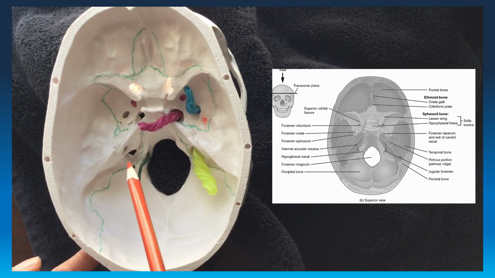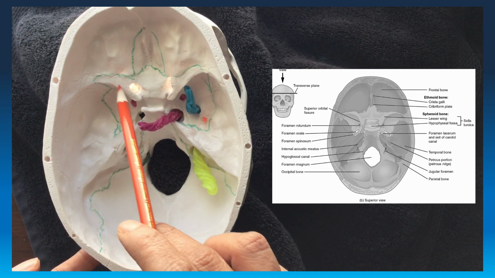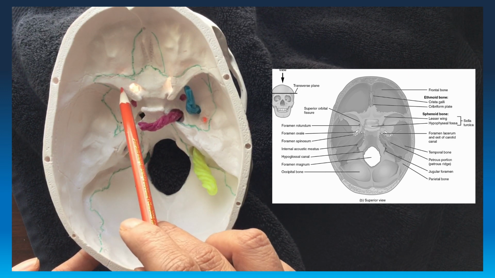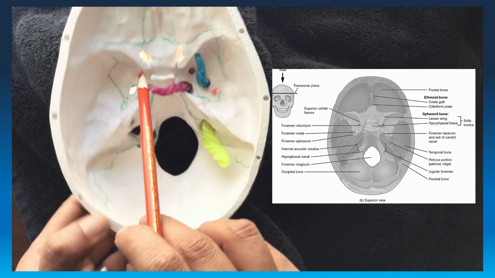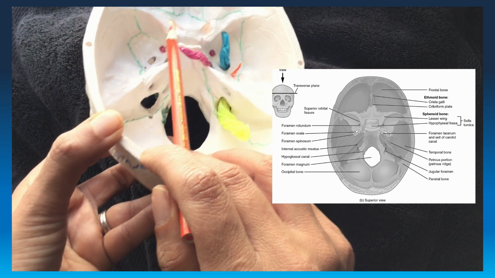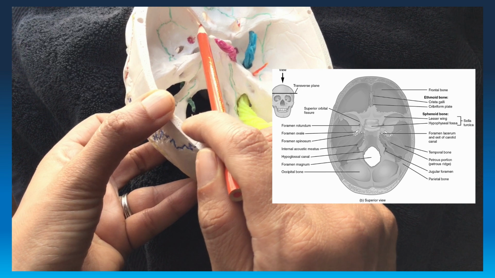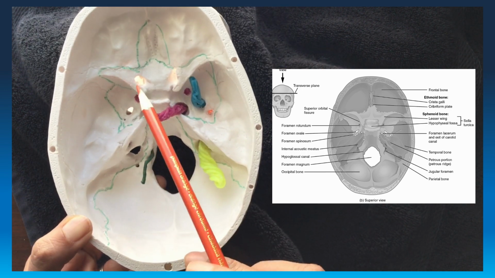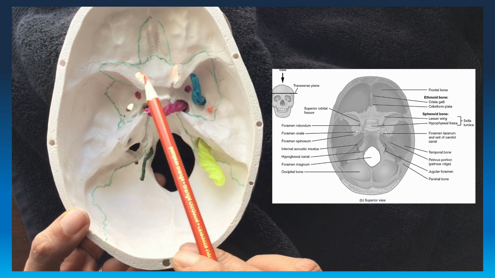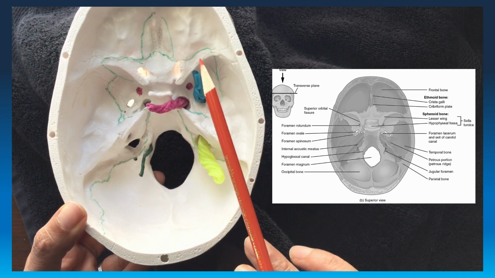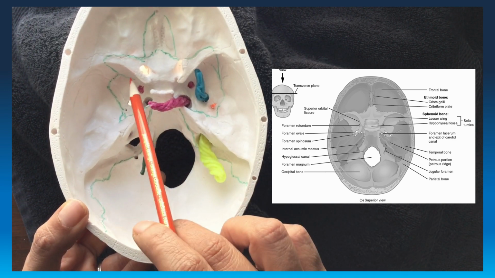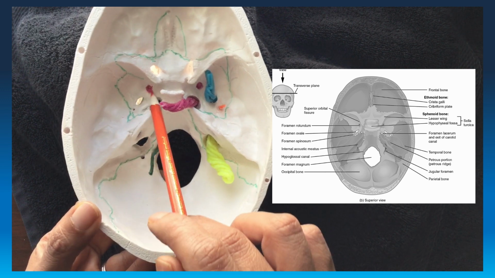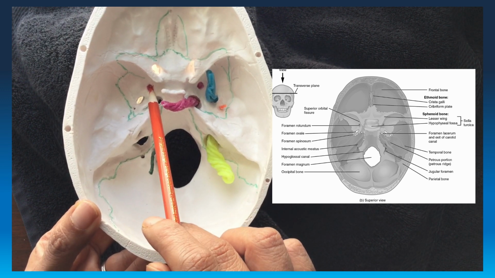The next thing you want to look at is this is the lesser wing of the sphenoid bone, and under here, it's a bit tricky to see, but under there you've got something called the superior orbital fissure. Now, it's not a foramen, it's not a hole, it's more like a crack, but it's got several structures that go through there. Then we've got this. This is the foramen rotundum.